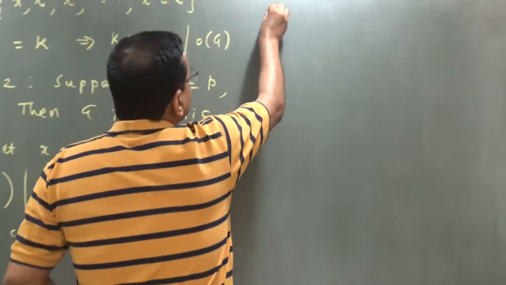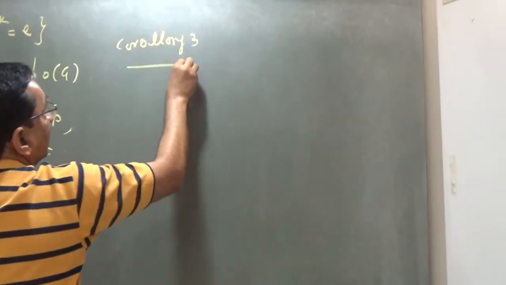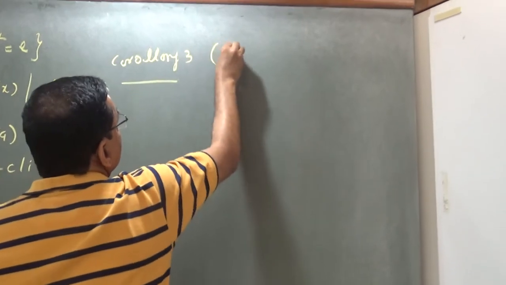The third corollary that I would like to discuss is the famous Fermat's little theorem.